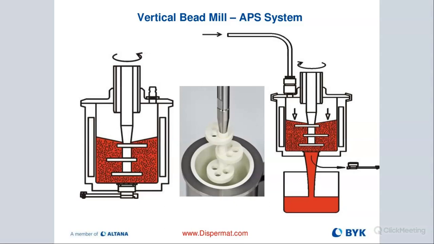Because we can add 100% of our slurry, we can add in beads. So if I have 500 milliliters of slurry, I can add 500 milliliters of beads. So we have a lot of milling action going on in our small containers.